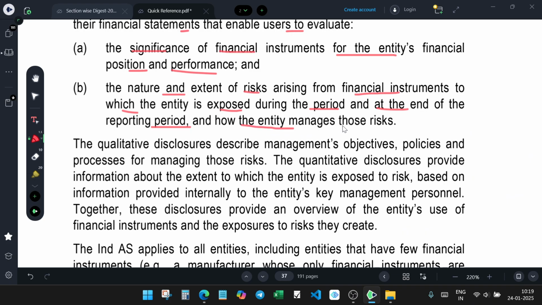They need to disclose how the entity manages those risks: what kind of risk they have, cash flow risk, going concern risk, the risk of fraud, even the risk of losing their clients and their business. There may be a loss due to economic, government or environmental policies. These kinds of risk that may arise need to be disclosed in the financial statements so the intended user can understand them.